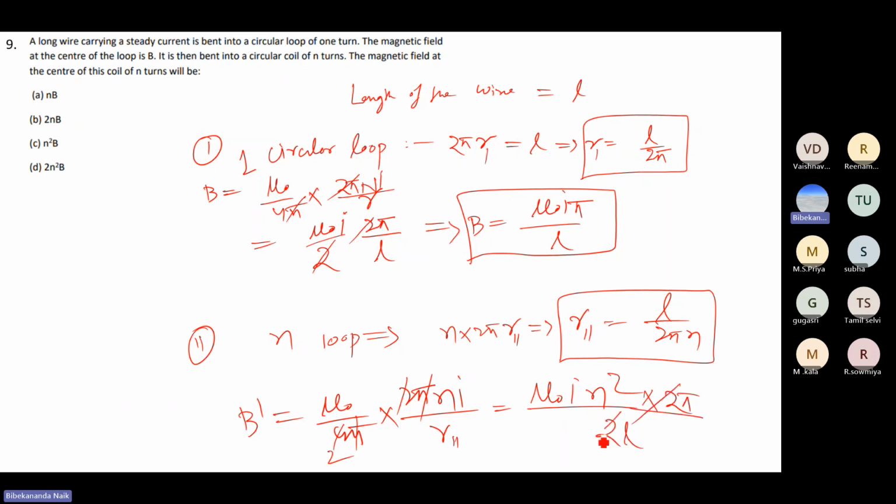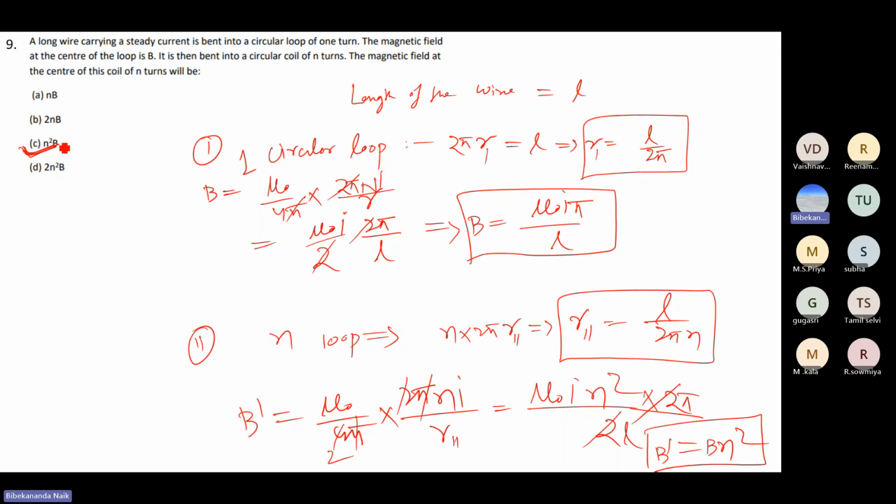So this 2 gets cancelled out. Mu 0 I n square pi by l. Here it is mu 0 I pi by l. So this relation will be B n square. So the B prime in this case is B n square. So the magnetic field at the center of the coil of n turns will be n square B.